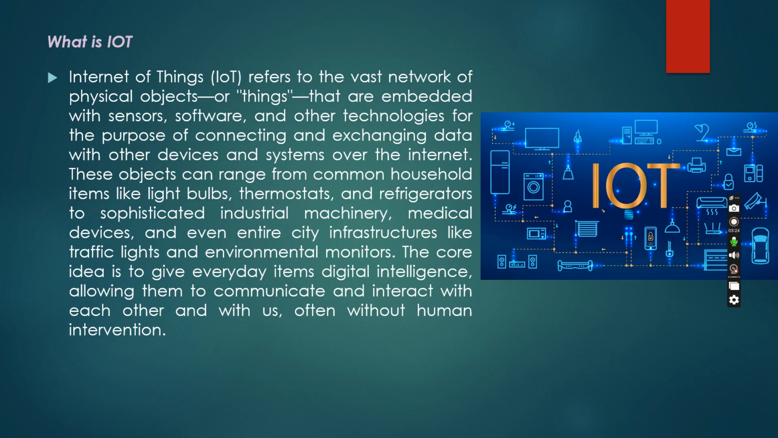These are physical objects that are embedded with sensors, software, and other technologies for the purpose of connecting and exchanging data with other devices and systems over the internet. These objects can range from common household items like light bulbs, thermostats, and refrigerators to sophisticated industrial machinery, medical devices, and even entire city infrastructures like traffic lights and environmental monitors. The core idea is to give everyday items digital intelligence, allowing them to communicate and interact with each other and with us, often without human intervention.